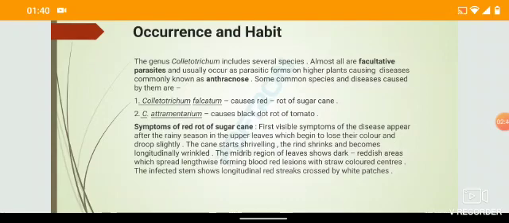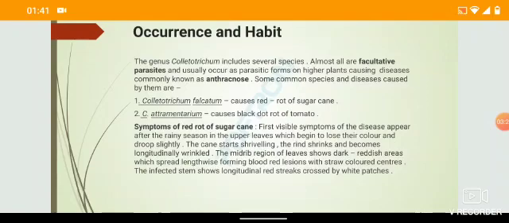Colletotrichum gloeosporioides causes anthracnose of papaya and mango. Colletotrichum musae causes anthracnose of banana. Colletotrichum capsici causes ripe fruit rot and dieback of chilies, that is capsicum. Colletotrichum inamdari causes anthracnose of karonda. In this way, it causes so many diseases in different fruits and vegetables.